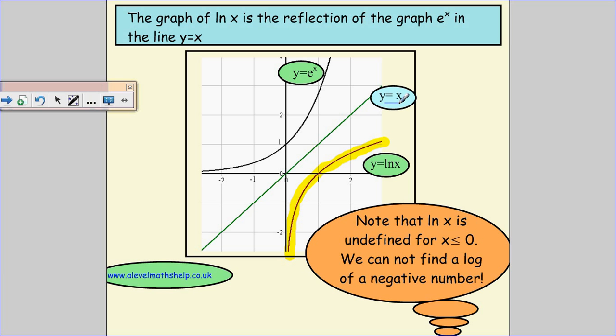It's interesting to note that ln x is undefined for x smaller than 0. So there's no value for this curve in this region over here. And actually that means we cannot find the log of a negative number. So it's important to know that.